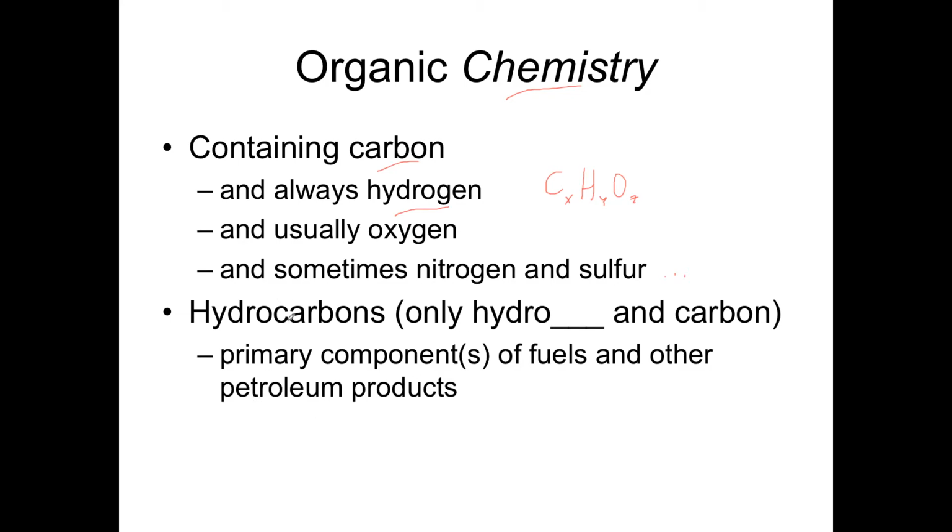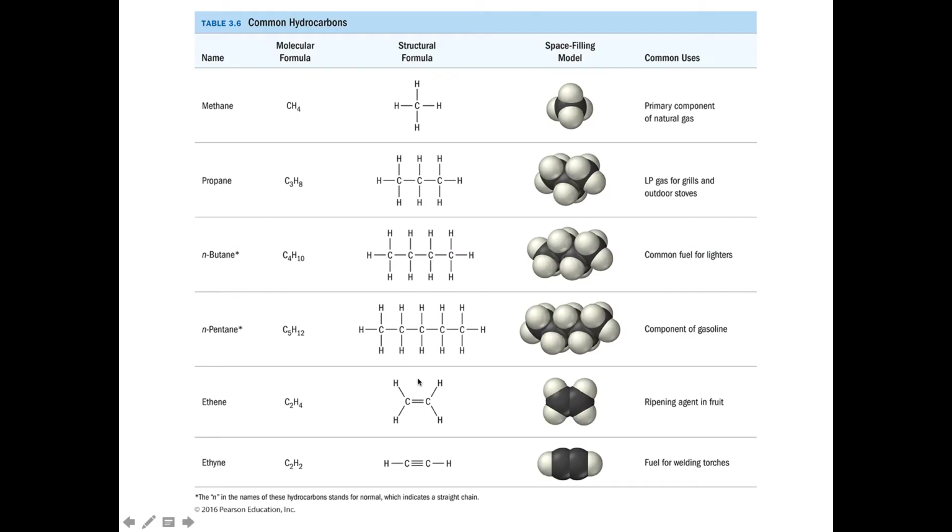Now, hydrocarbons, which is what Tro talks about here, contain only hydrogen and carbon, right? They contain only those two. Hydrocarbons are important because they're the primary components of fuels and other petroleum products. So looking at Table 3.6, we get a list of hydrocarbons. These are some common hydrocarbons.